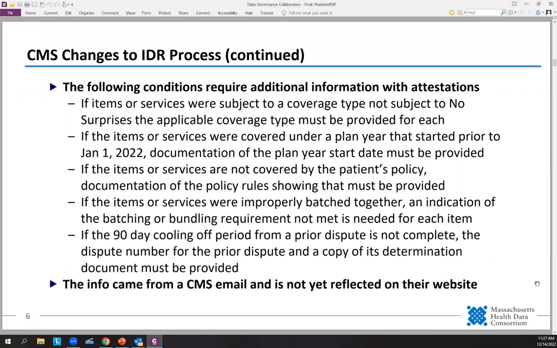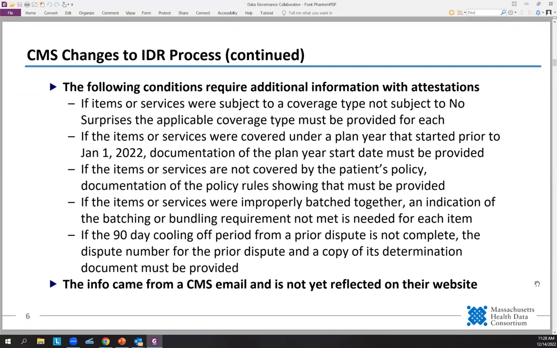So again, there's certain coverage types that are not eligible. And so if there are services or items that are in that coverage type, then you have to list them and supply the applicable coverage type for each of them. For this initial period right now, we're also just getting to the point where every plan is covered by No Surprises, because remember the rule was plan years starting after January 1st. So basically December 1st was the last, or even I guess it's possible someone starts later in the month. So basically when we hit January 1st, 2023, this reason will no longer be viable.